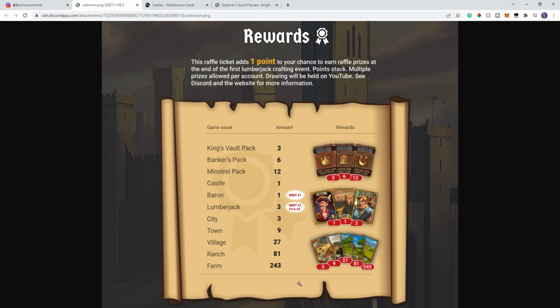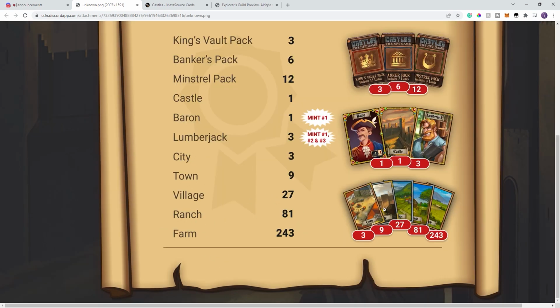You have the land prizes at the bottom, which are the most. Even one of these lands, the farm, they're going for like 35, 40 wax. And they're giving away 243 of those. Going up the list, they're giving a Lumberjack away, which if you have one and you get another one, hey, you can use it to get more lumber, or you can sell it, do what you want to do with it. Barons, these suckers are going for thousands of dollars. Dollars, not wax. Thousands of dollars.